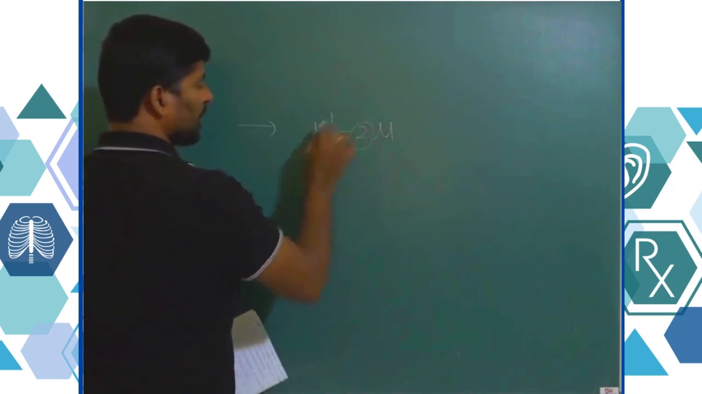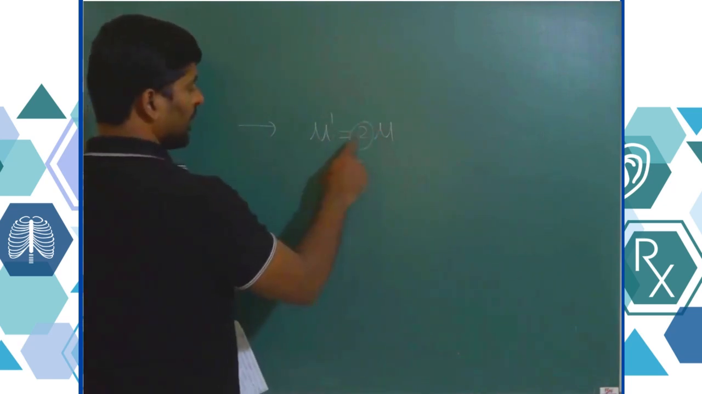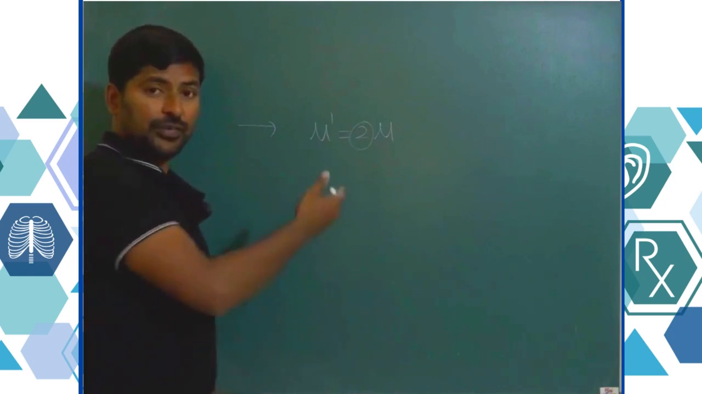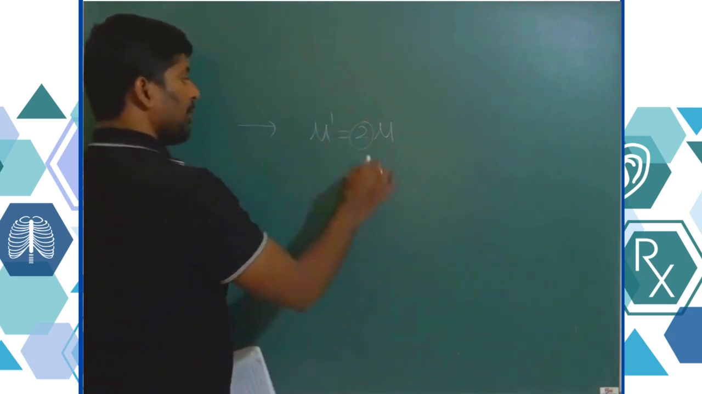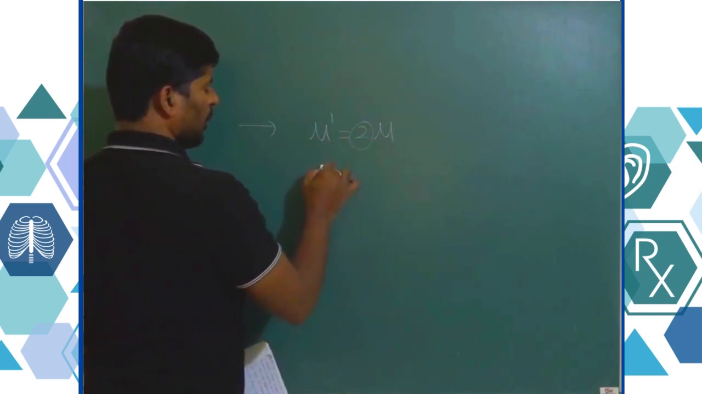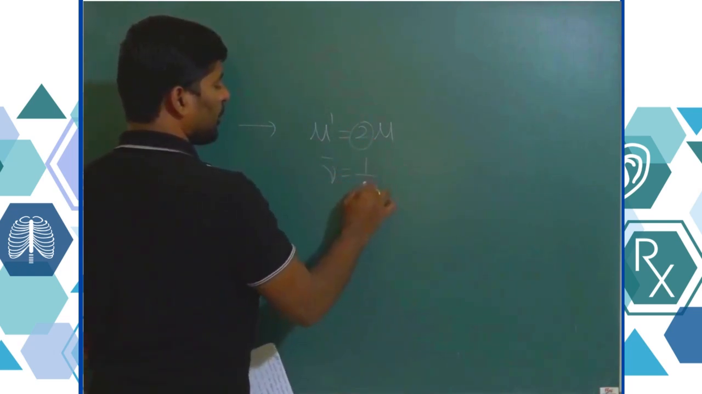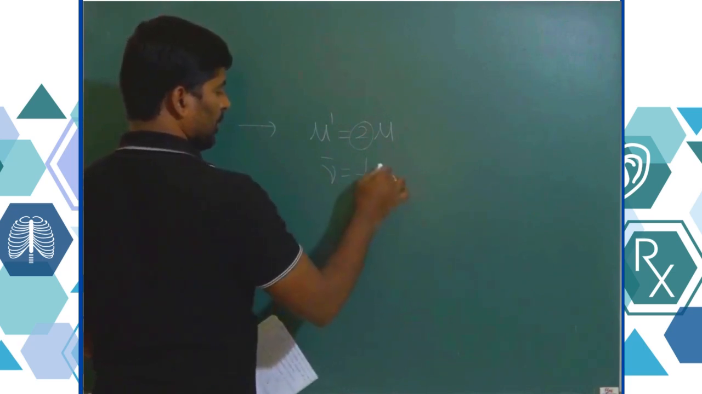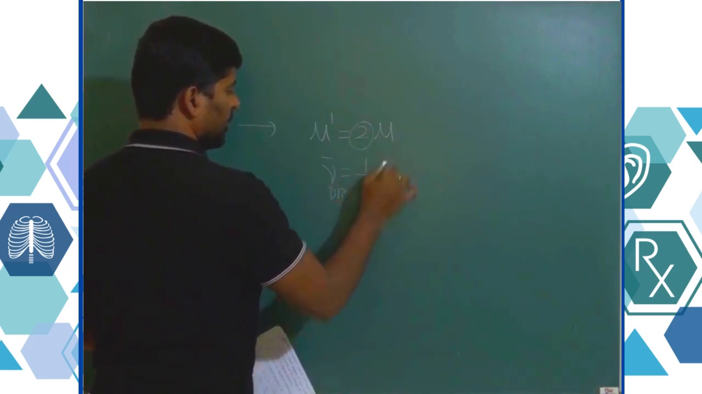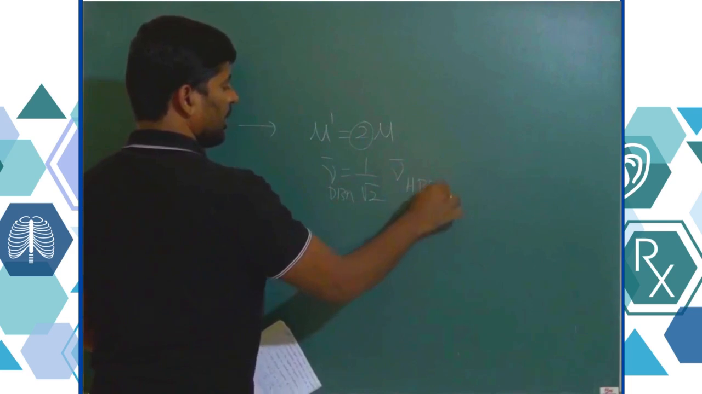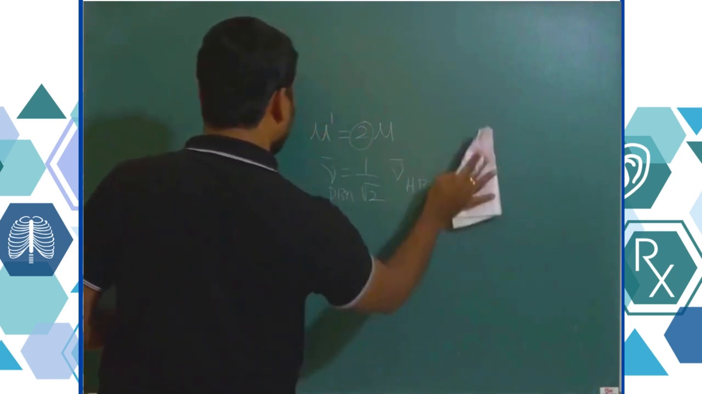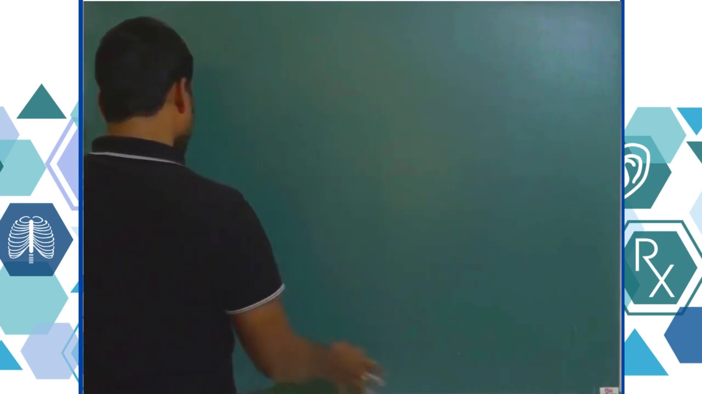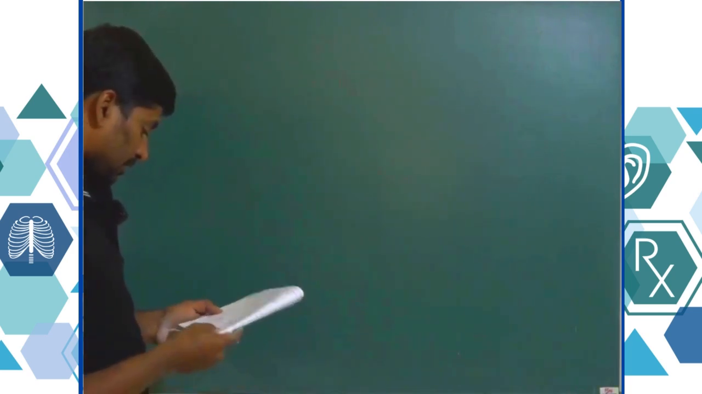Already we discussed this for DBr and HBr and verified it. For DBr, the reduced mass is 2 times that of HBr. So what about the vibrational frequency? We got 1 by root 2 times that of HBr. Similarly here also we get it. If reduced mass is doubled, then the vibrational frequency will be 1 by root 2 times its original vibrational frequency.